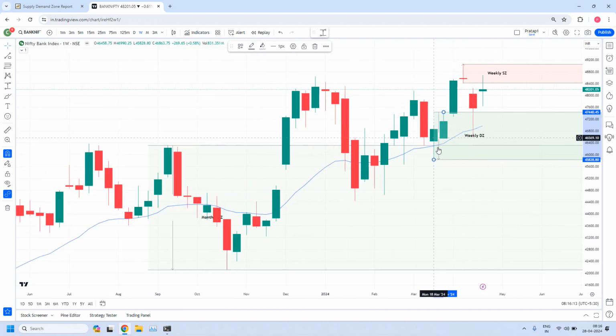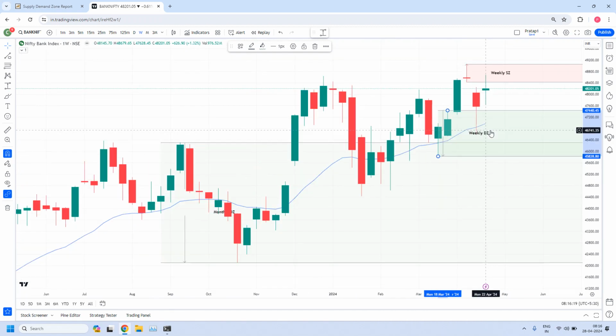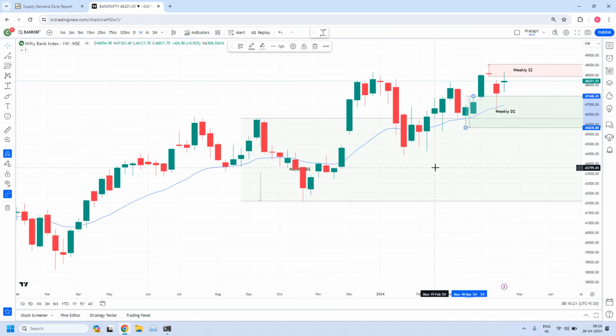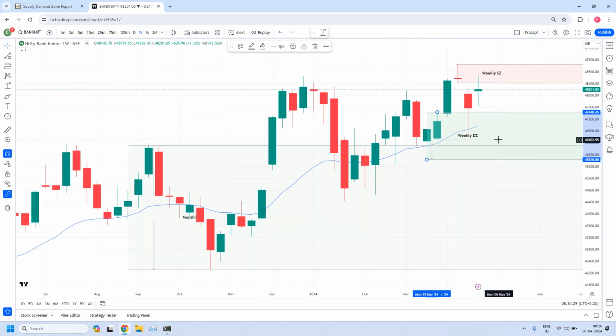Not only that, this weekly demand zone is also having a monthly confluence, monthly demand zone confluence. Let me repeat, a weekly demand zone is having monthly demand zone confluence, that is zone confluence, apart from weekly EMA confluence.